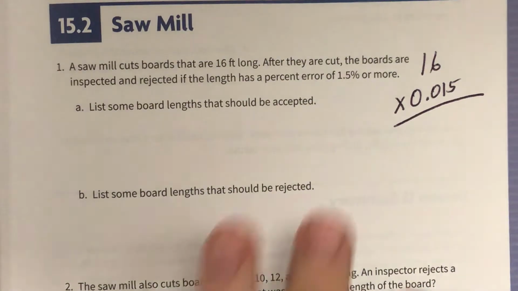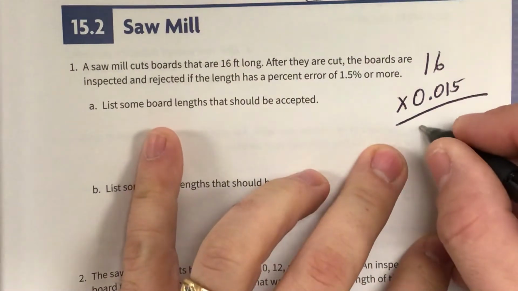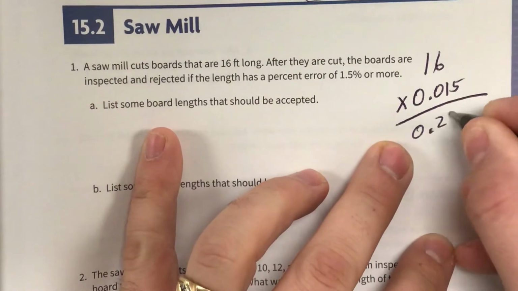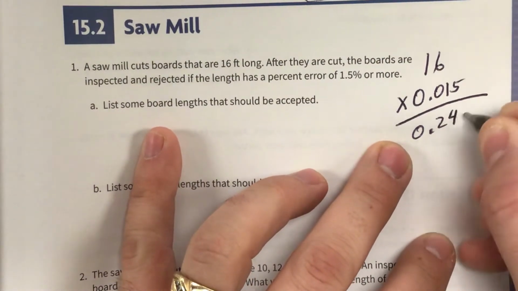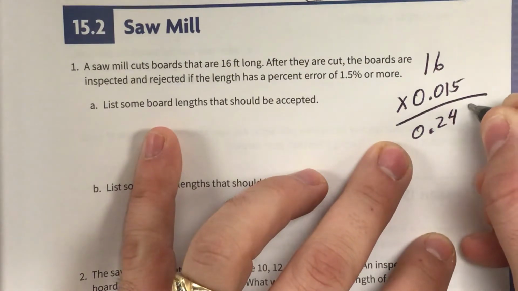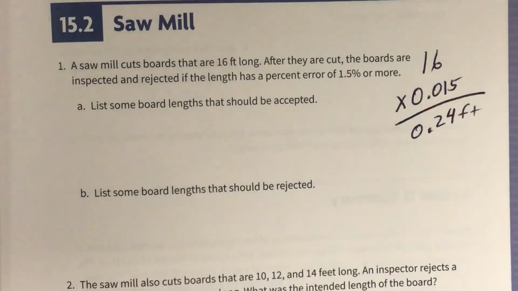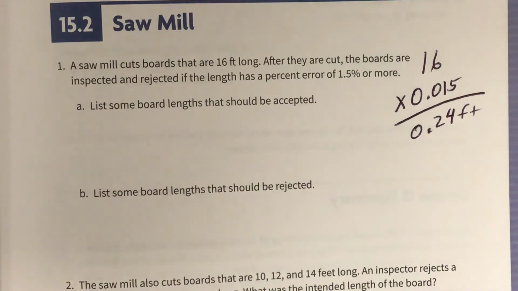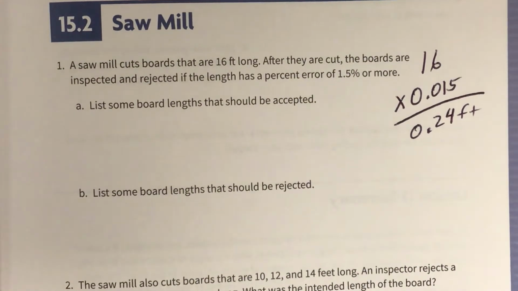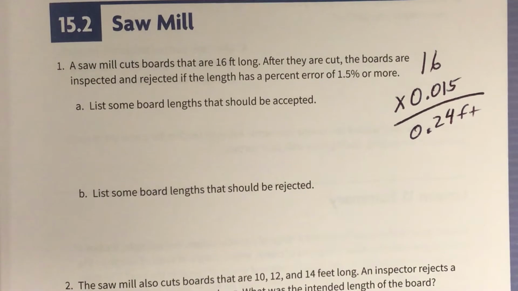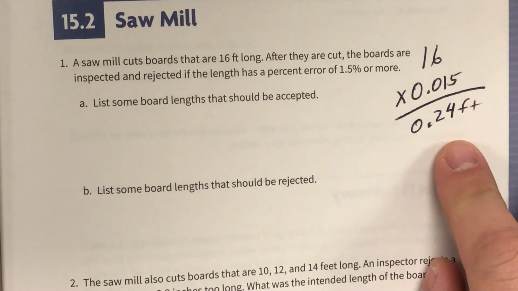Faith? 0.24. Got a label? Feet. 0.24 feet. Now you could take it times 12. It's going to be just shy of 3 inches if you want. Now we're just going to leave it in feet for right now. So if you go buy a 16-foot board from this sawmill, you've got some leeway.